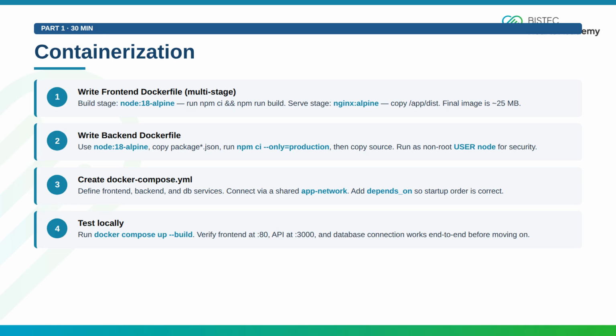For the backend Dockerfile, start from Node 18 Alpine, copy the package files, run npm ci with the production flag, copy the source, expose port 3000, and set the start command. For the Docker Compose file, define all 3 services, front-end, backend, and database using the official Postgres 15 Alpine image. Pass the database credentials as environment variables from a .env file, which you must add to your .gitignore. Set up a named volume for database persistence and a bridge network so the services can communicate by hostname.